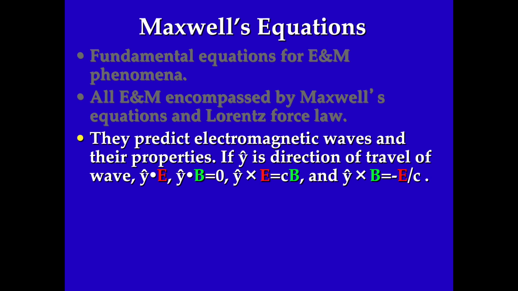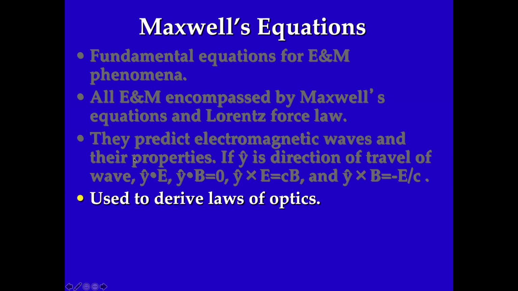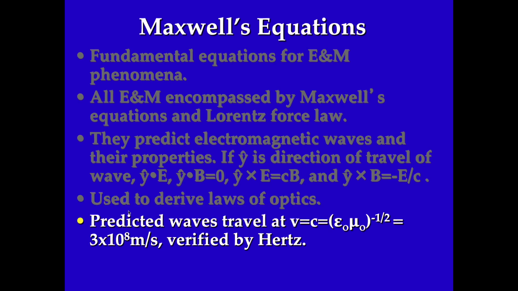And if you take the cross product of the direction of travel of the wave with the electric field, it's equal to some constant times b. That constant is called the speed of light. So he was able to come up with these equations. He used his equations to derive the laws of optics.